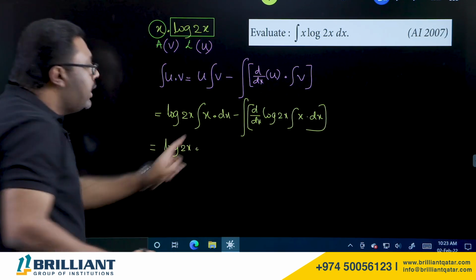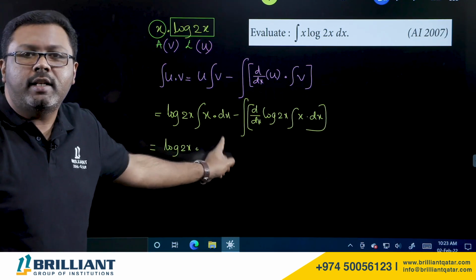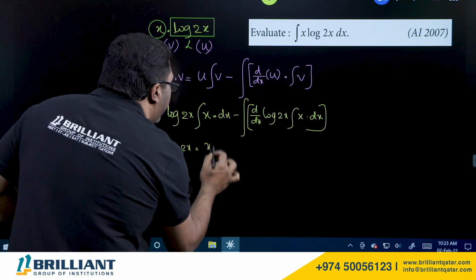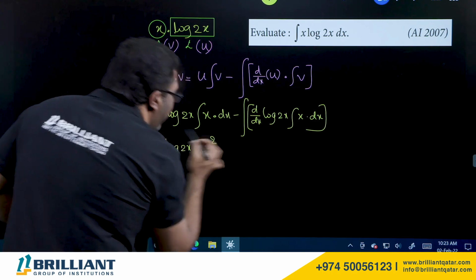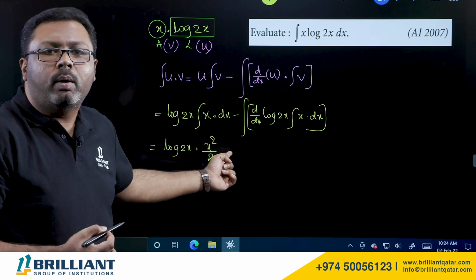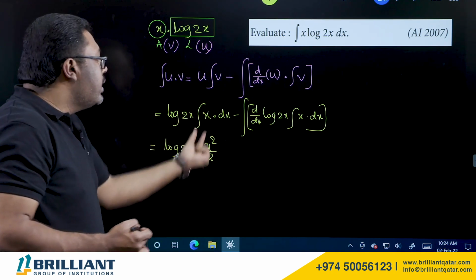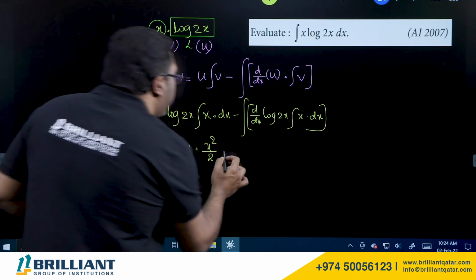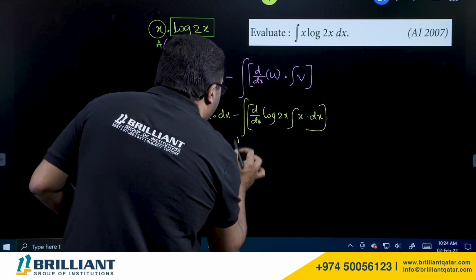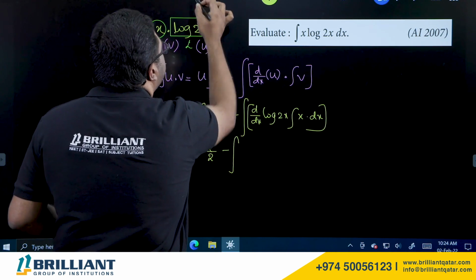And then what is the integral of x? It's going to be x power 2 divided by 2. Basic integration result: x power n is x power n plus 1 divided by n plus 1. So x power 1 is x power 2 divided by 2, minus the integral of what happens inside?